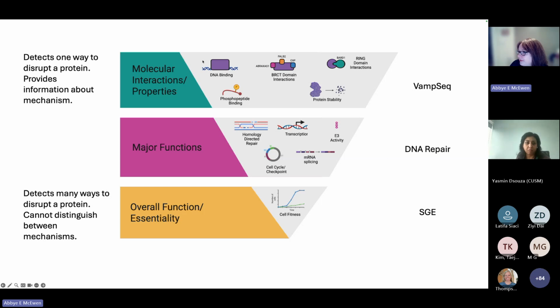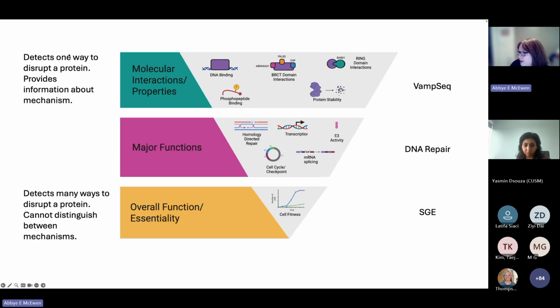And breaking any one of these things can break protein function, but it might not necessarily break all protein function or be the only way to break a protein. Down here in the next tier of our pyramid, we've got major functions of a protein. The example I used here was BRCA1 and BRCA2. So these are involved in homology-directed repair, transcription, cell cycle, and even RNA splicing. And then down here at the bottom, we have assays that are more integrative that measure all of protein function or most of it, which are things like our saturation genome editing based growth assays.